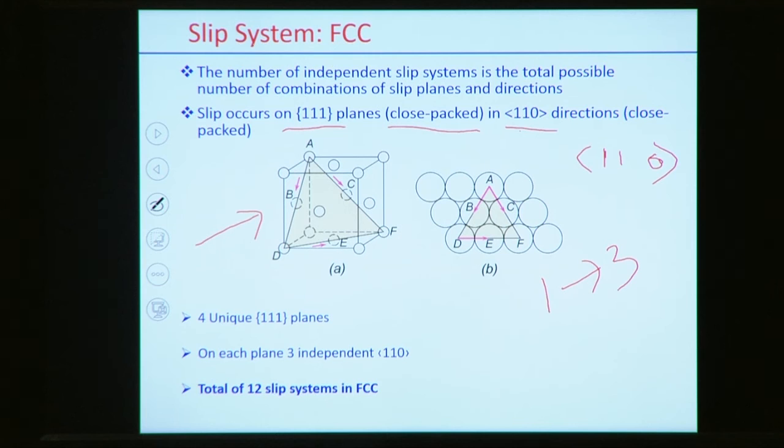This is the family of planes represented by {111}, but within the unit cell we can constitute four unique types of 111 plane. So what may be the total possible directions? One plane corresponds to three different directions, so four planes correspond to a total of 12 directions. So a total of 12 slip systems is possible in FCC structure. That means the slip system consists of 12 possible slip directions in the case of FCC structure.